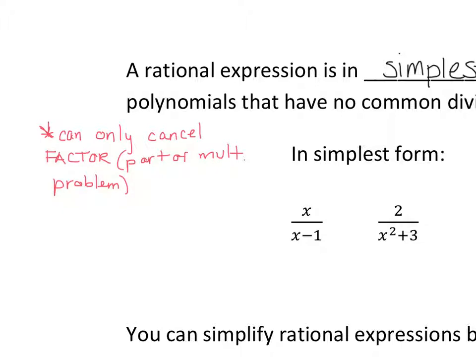So like here, this x is not a factor because it is not being multiplied, it is being subtracted. So we cannot cancel these two x's because this one is not a factor. So this is simplest form. Here, there's nothing common. This factor does not match this one. This is a whole factor right here. So nothing can be canceled.